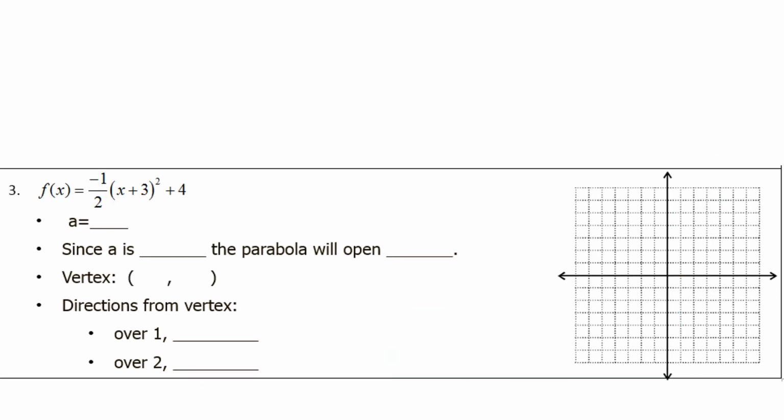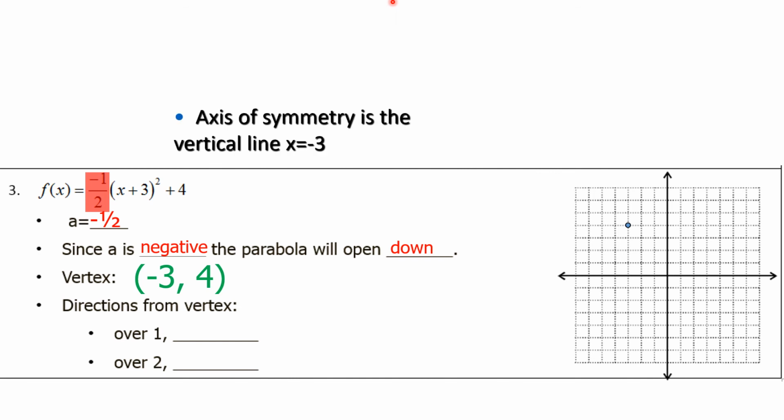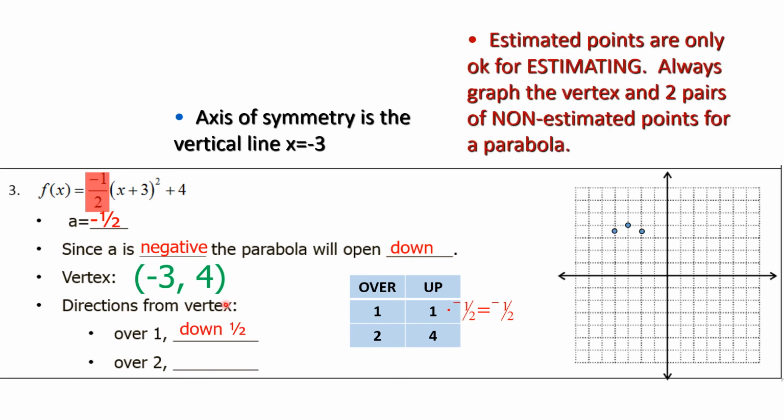Hopefully it is. All right, the last one, y is equal to -1/2 times the quantity x plus 3 squared, plus 4. I need you to figure out what A is. Since A is blank, the parabola will open blank. Put in the vertex, directions from the vertex, graph it, show it to your teacher, and then you're ready for the next assignment.